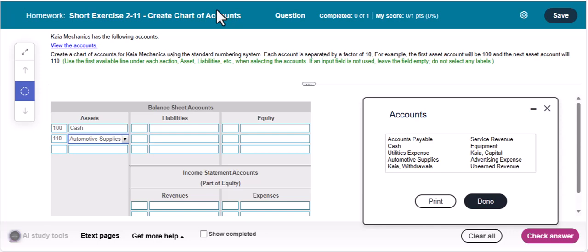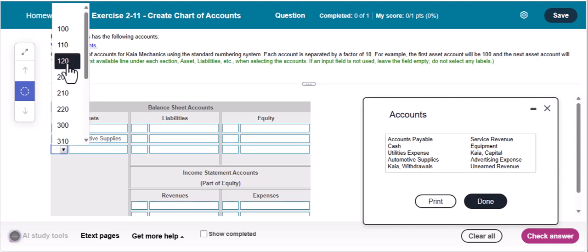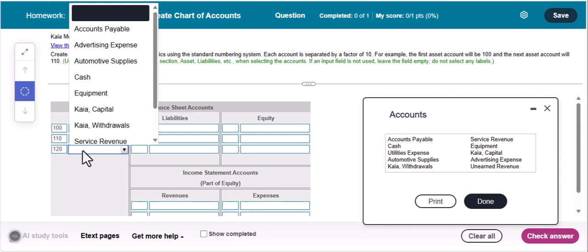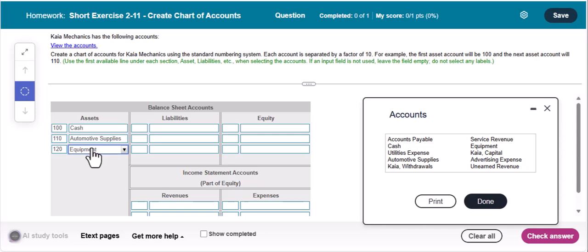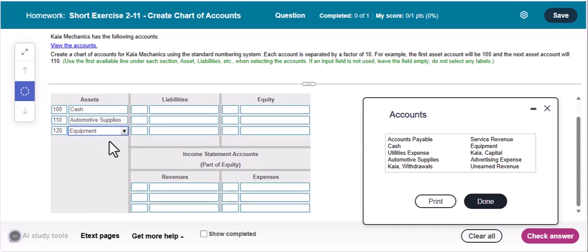we'll be using. And then next on our list, service revenue is not an asset. However, equipment, the one afterwards, is. So since this is going up by 10, this next one will be 120, and equipment will be our next asset, and then our assets section here is full.